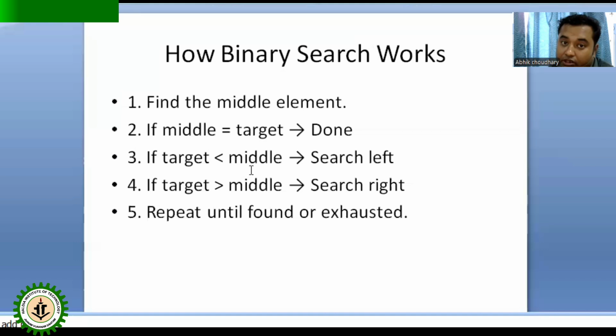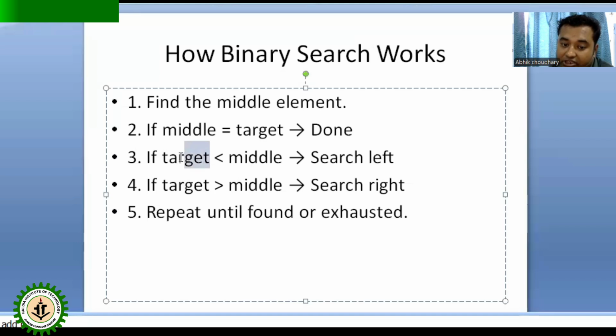If the targeted item is less than the middle, then we have to search in the left. If the targeted item is greater than the middle, then we have to search the right. It means if we want roll number 45 in a classroom of 60 students, we know 45 is greater than the middle, 30, so we only have to search 31 to 60 on the right side of that array.